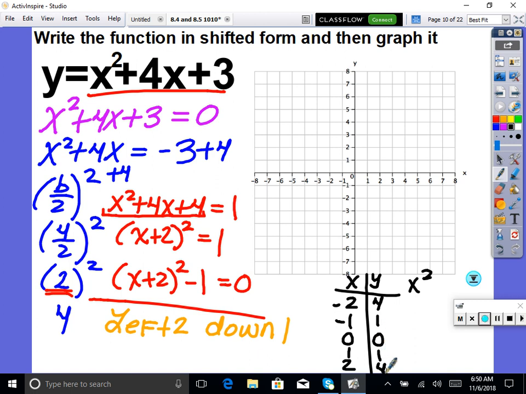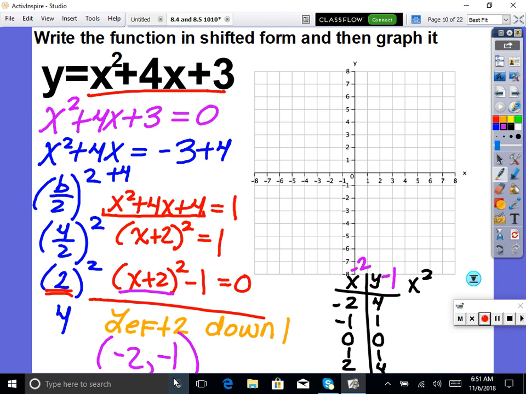Then you're going left 2. So you'll take and say that's an x shift. So minus 2 from all your x's. And then down 1. So subtract 1. And then plot your point. Pretty easy, right? What would my vertex be? Negative 2, negative 1, right?